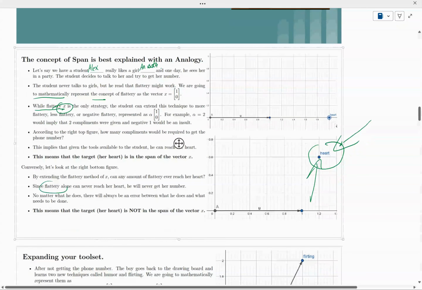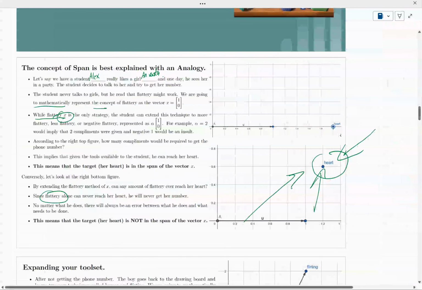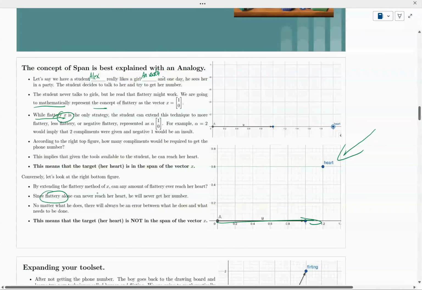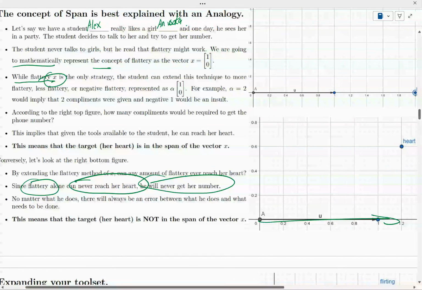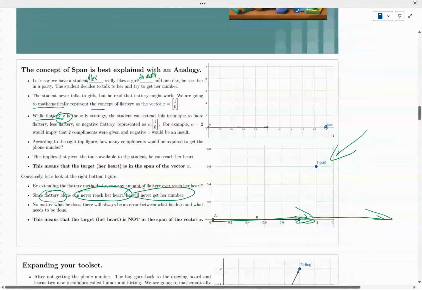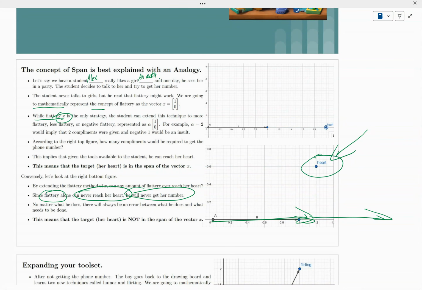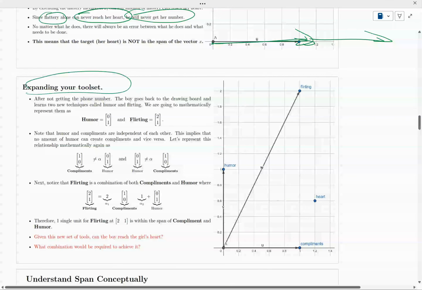Therefore, flattery alone, you need to go somehow in this direction. Flattery alone will never reach her heart. Essentially Alex will never get Anushka's phone number, no matter how many flatteries he does. So it's outside of Alex's ability. Therefore, the heart in this case is not in the span. Right, let's expand the tool set.